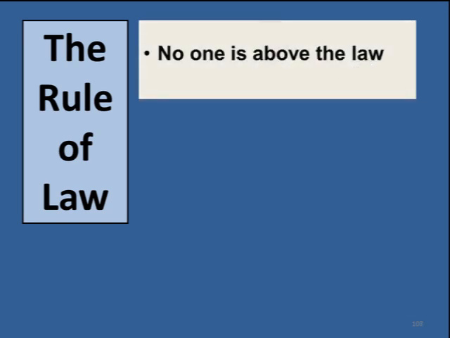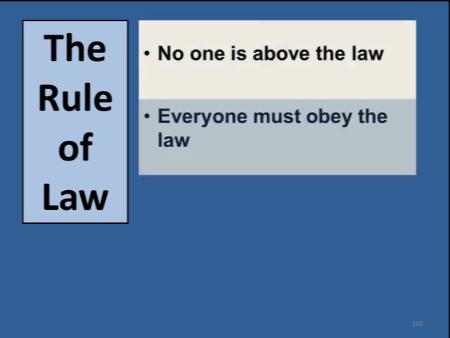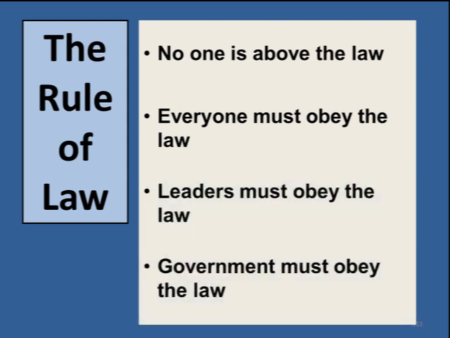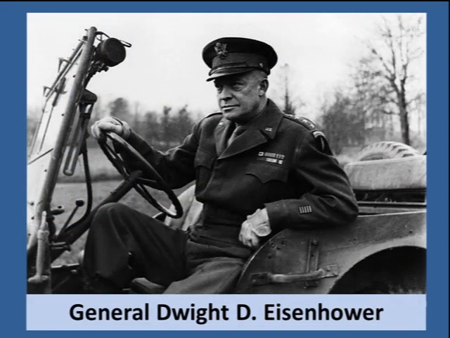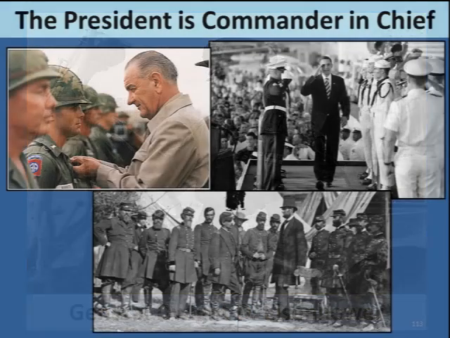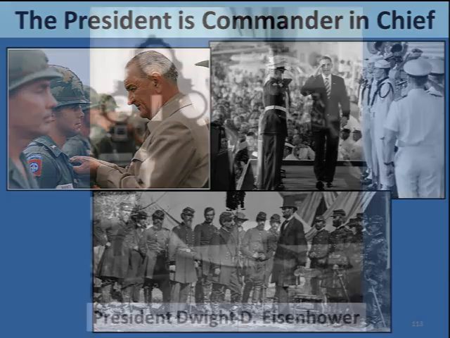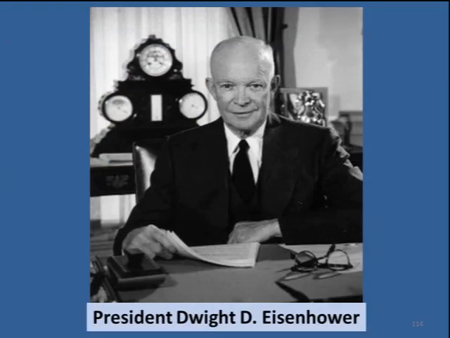The rule of law means that no one is above the law, and that everyone must obey the law, even leaders and the government. The president at this time was Dwight D. Eisenhower. Before he was president, Eisenhower was a general during World War II, a time when the U.S. military was completely segregated. The president is the commander-in-chief of the military, so when Faubus refused to protect the black students, President Eisenhower took control of the Arkansas National Guard and replaced them with federal troops.